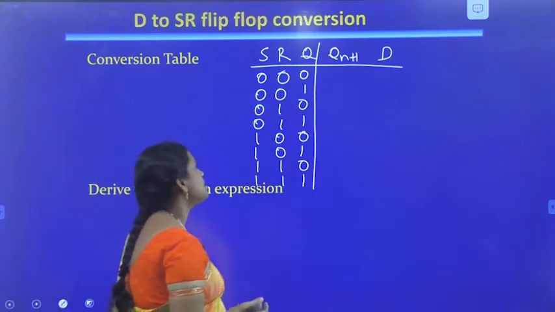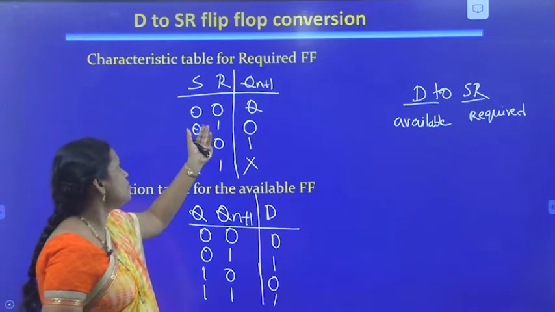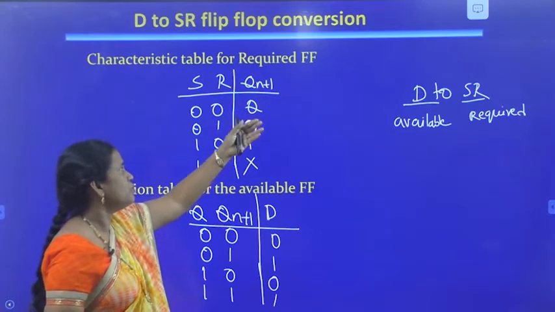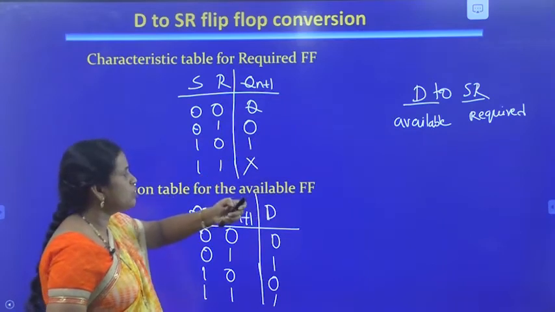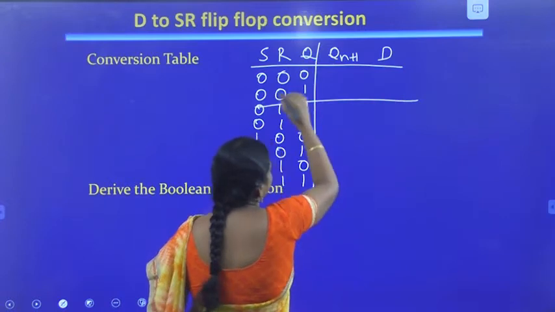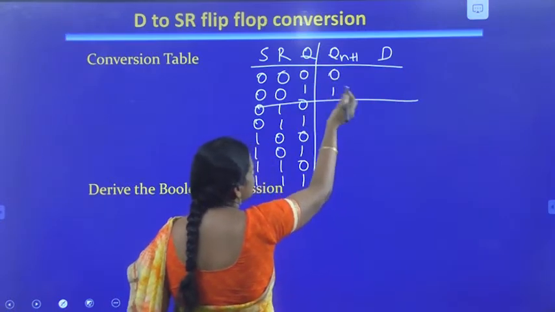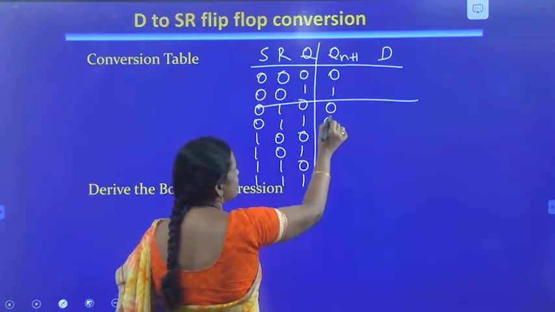Now the Qn plus 1. Let us remember our characteristic table. For 0 0, we are going to have the Q. That means memory, so whatever the value of Q, that is going to be the next state. According to that, for the 0 0 combination we will write 0 as well as 1, that is nothing but Q. For 0 1, whatever the value of Q, it is always going to be reset.